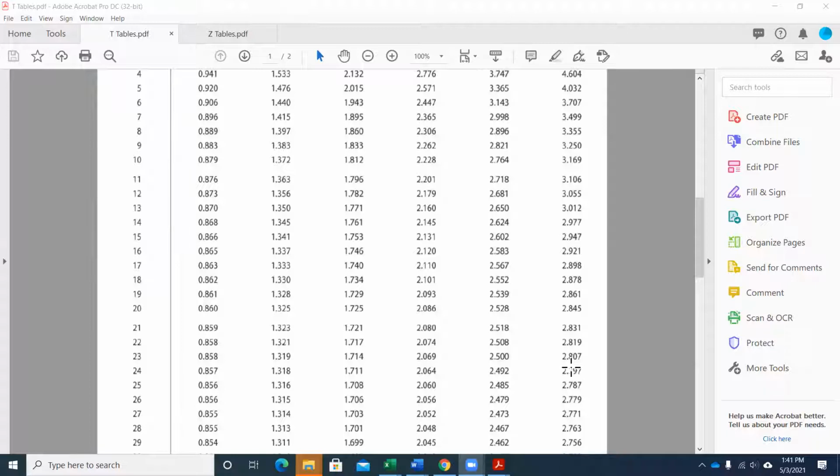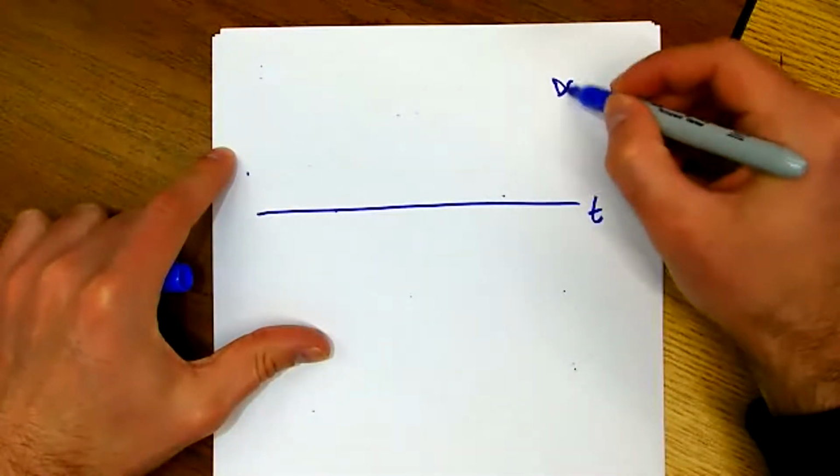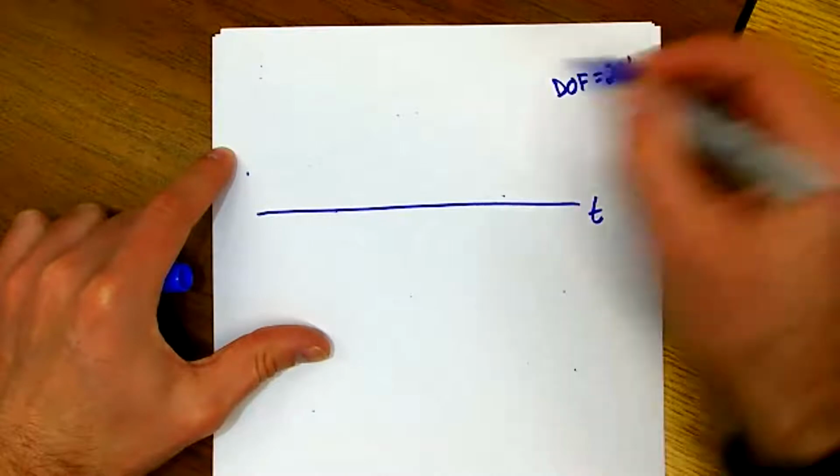Now, if I wanted to look up critical values, this is another one that's a little bit difficult if I'm using the student t-distribution. So let's say I have a left-tailed test and I want to find critical values. We said earlier our degrees of freedom was 24.